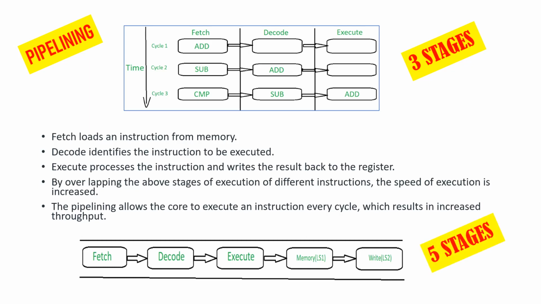See here, now you have 5 stages. Okay, so fetch, decode, execute, memory, and write. So 7 stages is also available. So these are the enhanced versions of the RISC ARM processor.